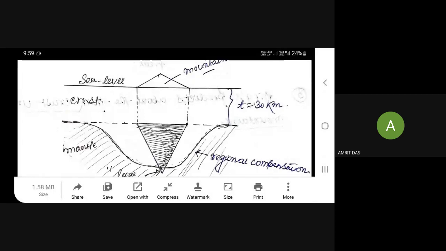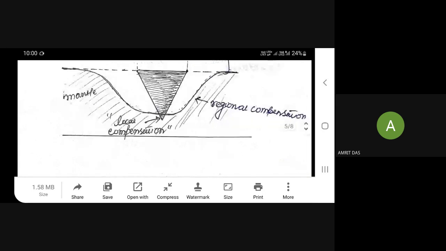In the Airy and Pratt models, you get local isostatic compensation, but in the Vening Meinesz regional model, you get regional isostatic compensation. Local isostatic compensation is when your root is located just beneath the mountain, but in regional isostatic compensation, the root is not exactly below the mountain, it is spread over the region. Okay.